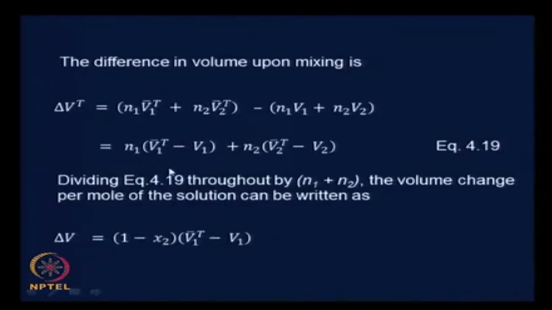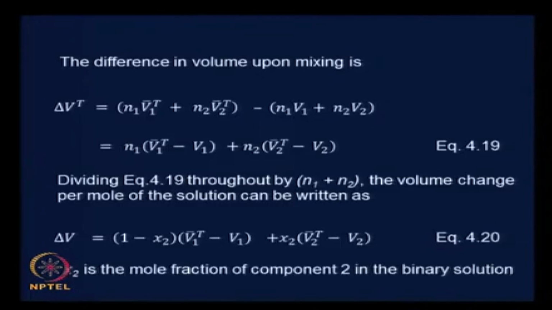This is nothing but N1 by N1 plus N2, which becomes X1. Since it is a binary solution, X1 plus X2 will be 1, and therefore X1 can be written as 1 minus X2. Therefore (1 minus X2) into (V1 hat minus V1) plus X2, since N2 by N1 plus N2 is X2, times (V2 hat minus V2). Let us call this equation 420. X2 of course was the mole fraction of component 2 in the binary solution, that was quite clear.